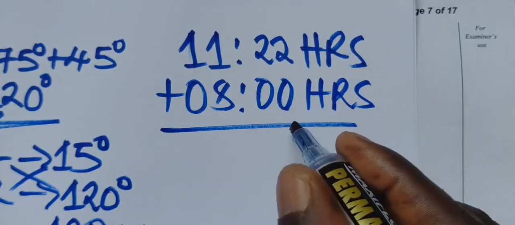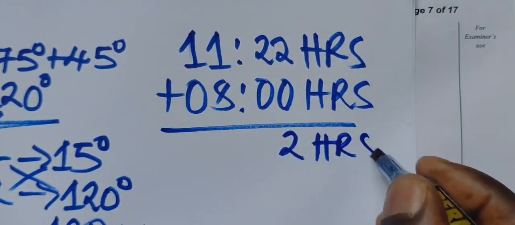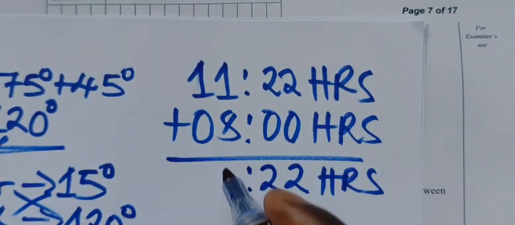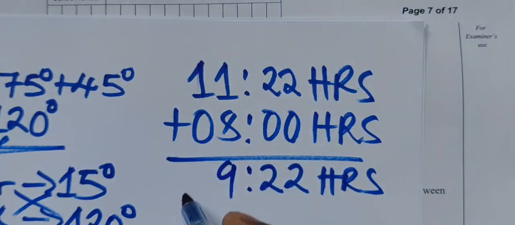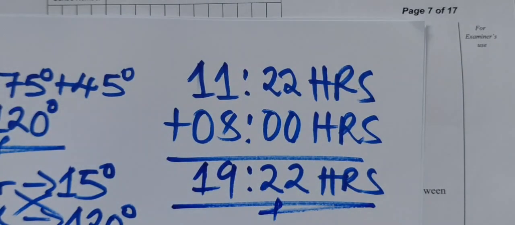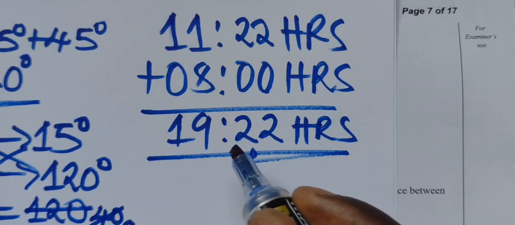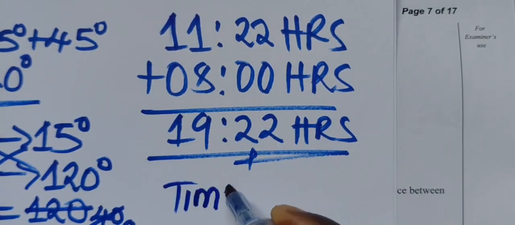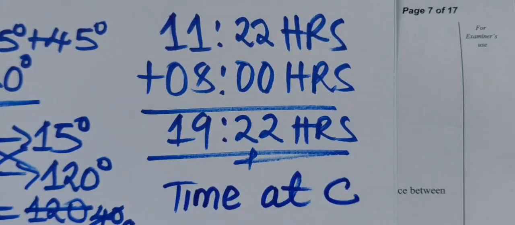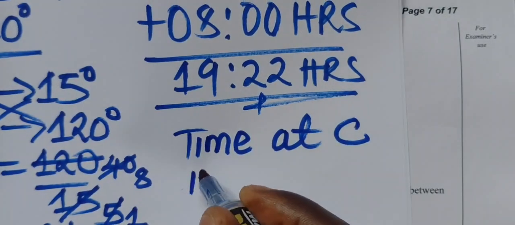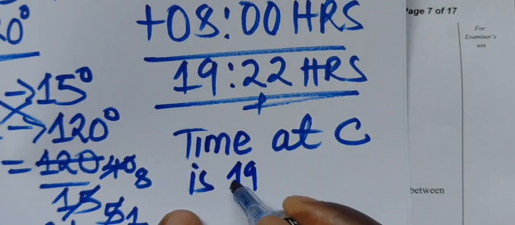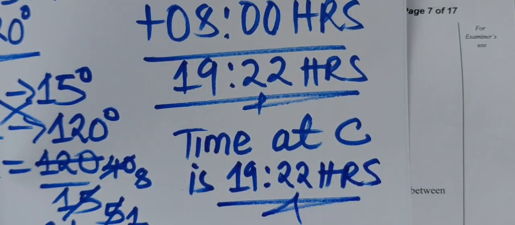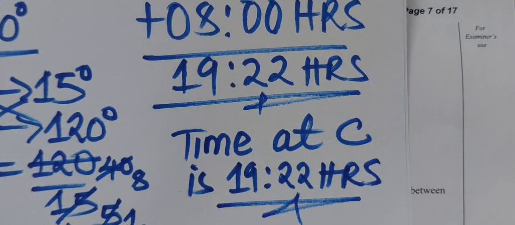So 2 plus 0, that gives 2. And 2 plus 0 again, that gives 2. Then for 1 plus 8, this gives 9. Then 1 plus 0, we get 1. So this simply means that the time at C is 19:22 hours. So the time at C is 19:22 hours. So this here is the answer for the time at C.